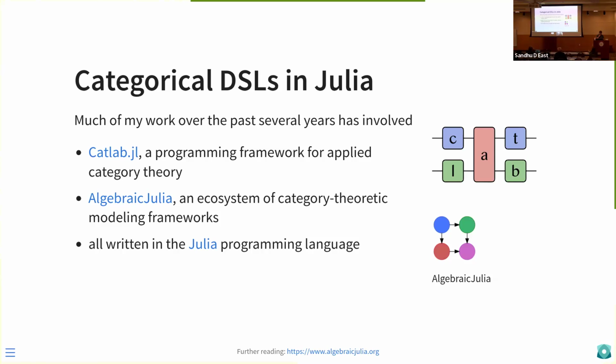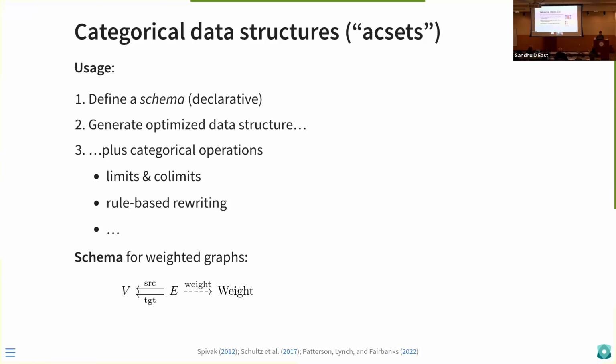We have built this framework called CatLab, which is a programming framework for applied category theory concepts, and we have used it to build a whole number of additional packages on top of it that target specific sorts of languages and logics in different domains of science, and these comprise something that we call algebraic Julia. So we've done a whole bunch of stuff over the past few years. I'm just going to highlight a few of the things that I particularly like.